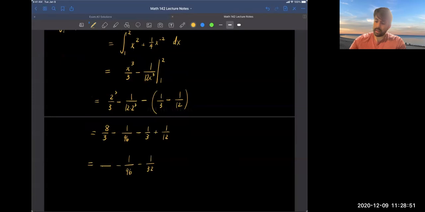I would have to multiply this by 32. So this becomes 32 over 96 plus, then 12 goes into 96 8 times, so this is 8 over 96. And then I do the same thing again, 32 times 8 over 96. So this becomes 256 over 96 minus 1 over 96 minus 32 over 96 plus 8 over 96.